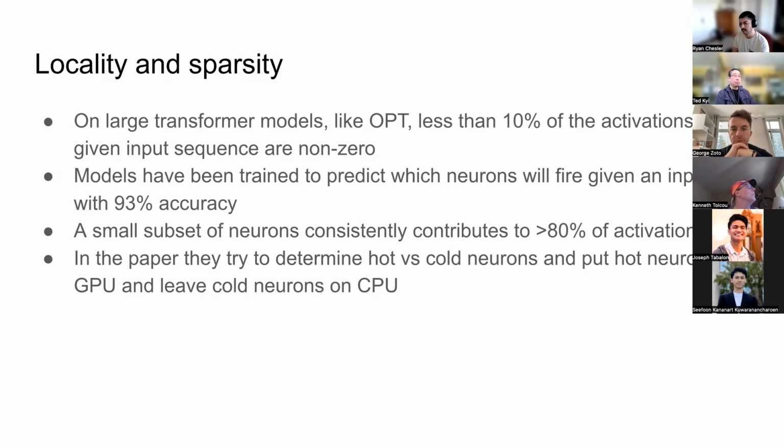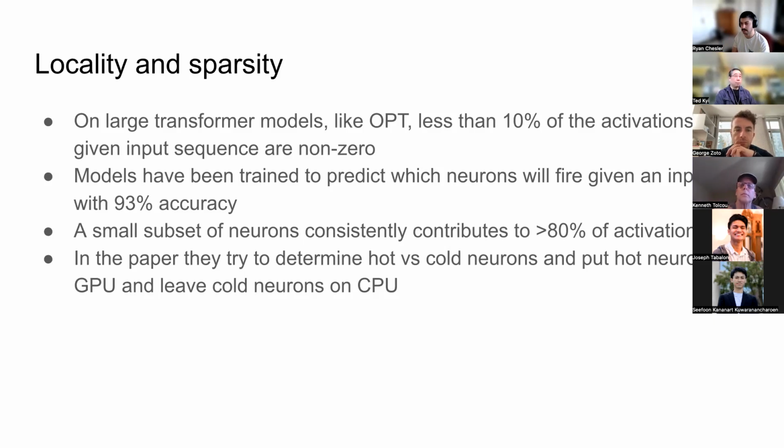And then another piece of this is that they figured out that it's actually pretty predictable which neurons are going to fire. So if you have kind of a meta model that looks at your model given some input, it can determine which of these neurons are going to fire. And it can do that with 93% accuracy. They saw there was a Deja Vu paper that showed that that was possible.